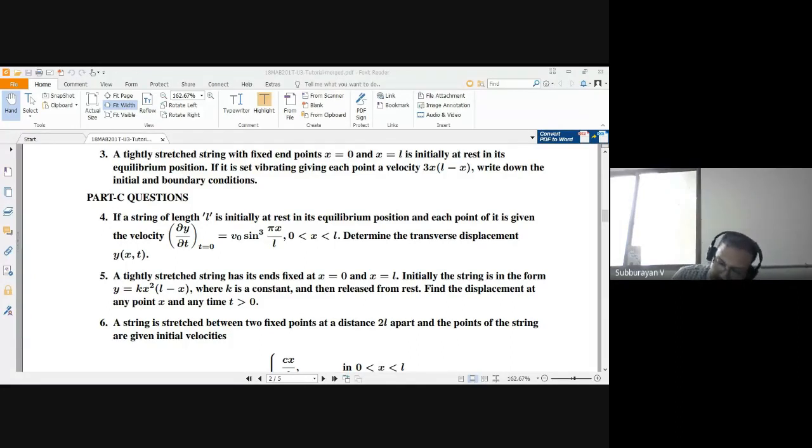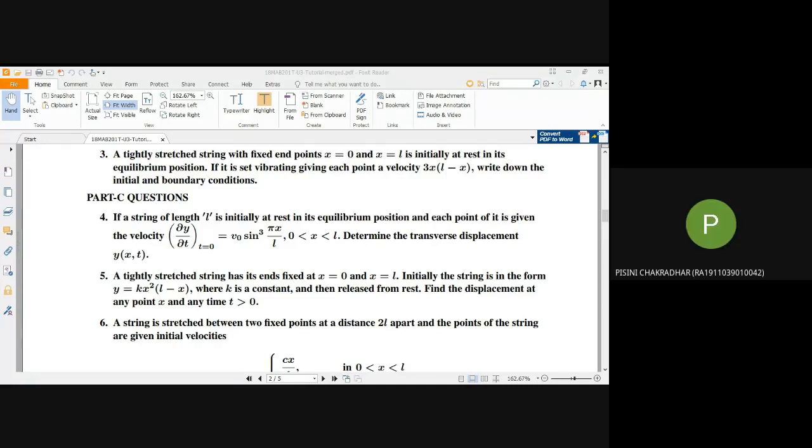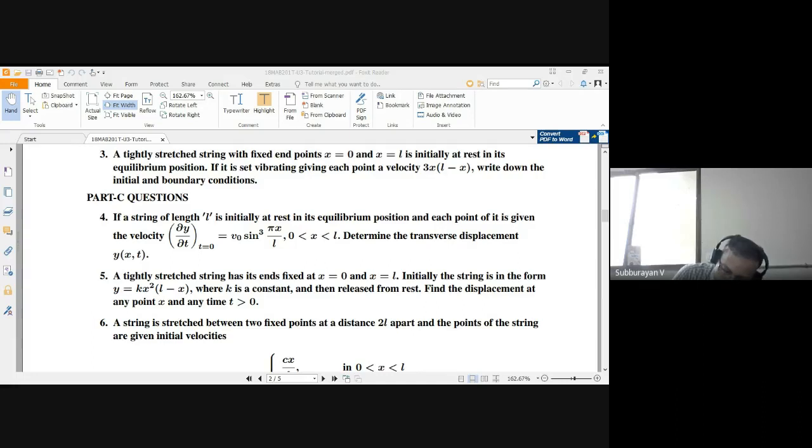y of x comma t is 3v0 L by 4 pi c into sin pi x by L into sin pi ct by L, minus v0 L divided by 12 pi c into sin 3 pi x by L into sin 3 pi ct divided by L.